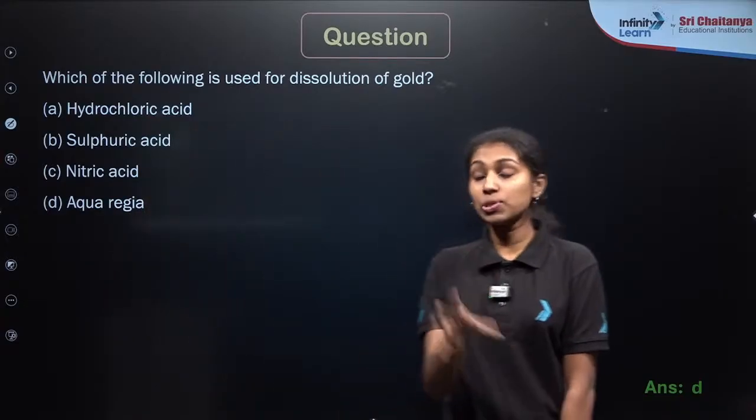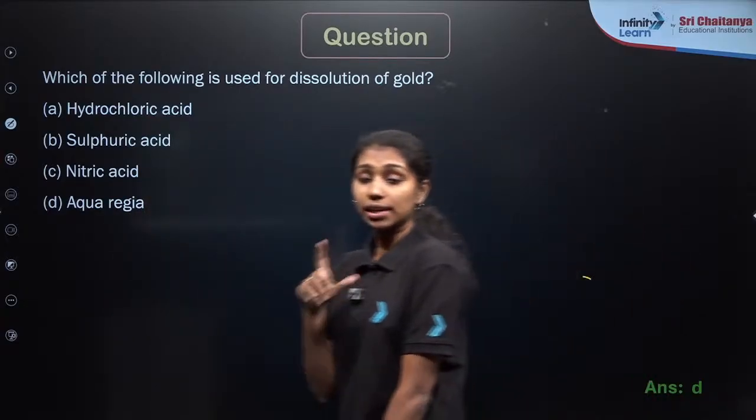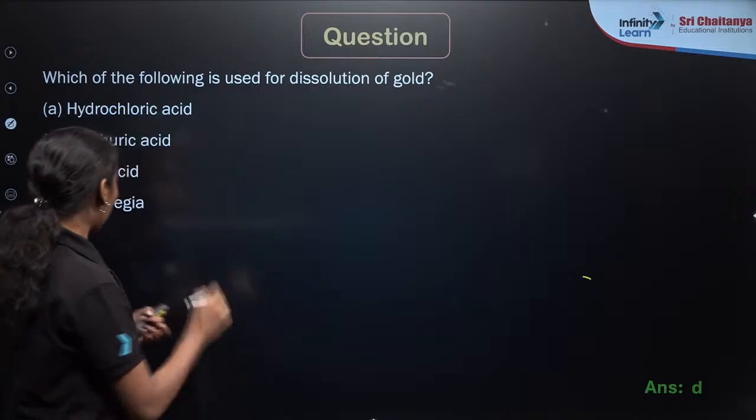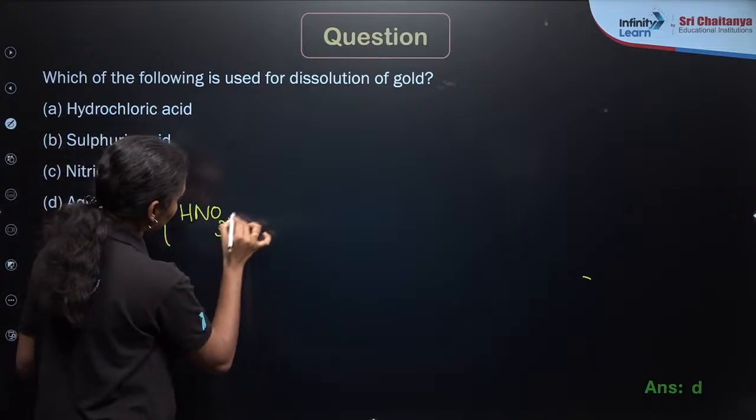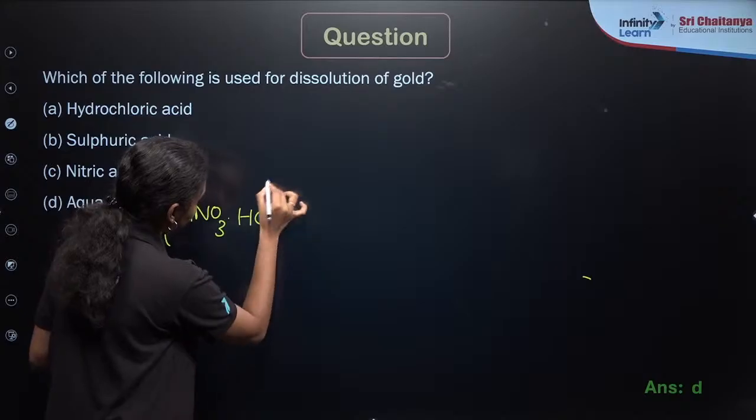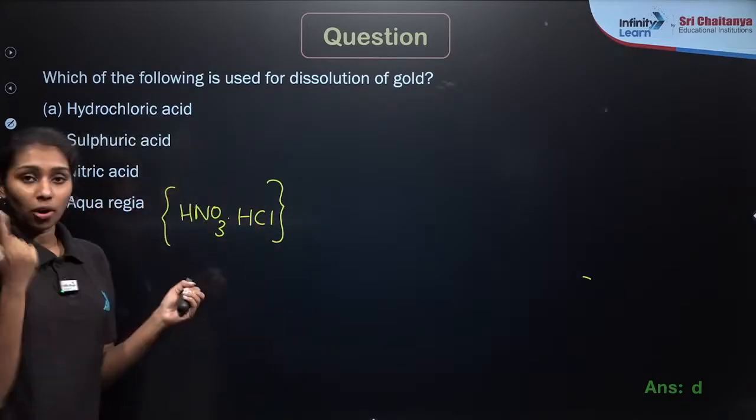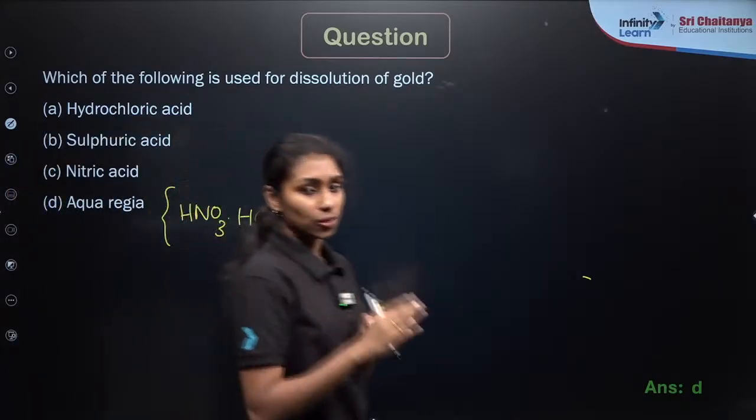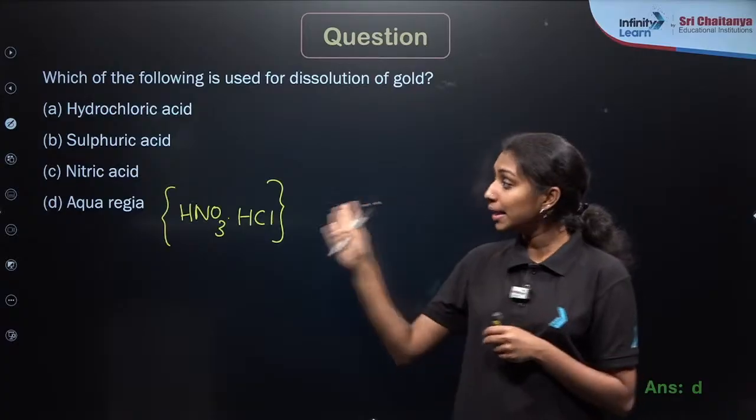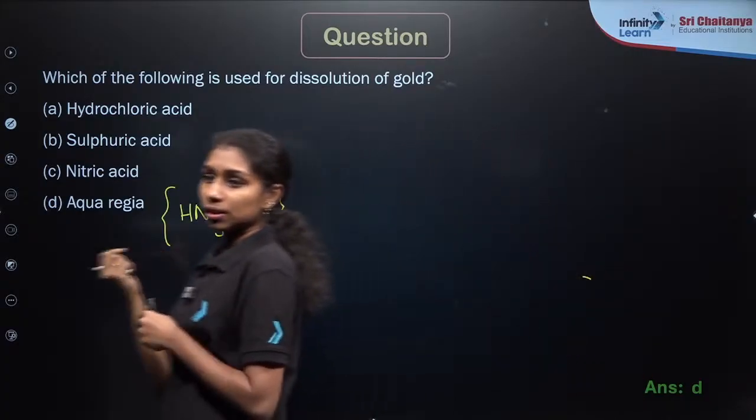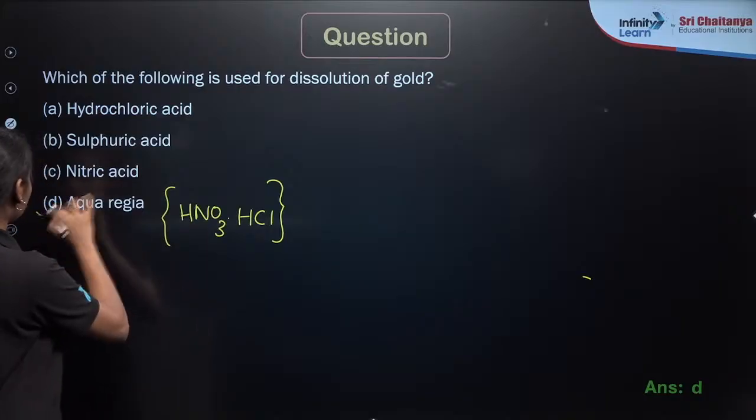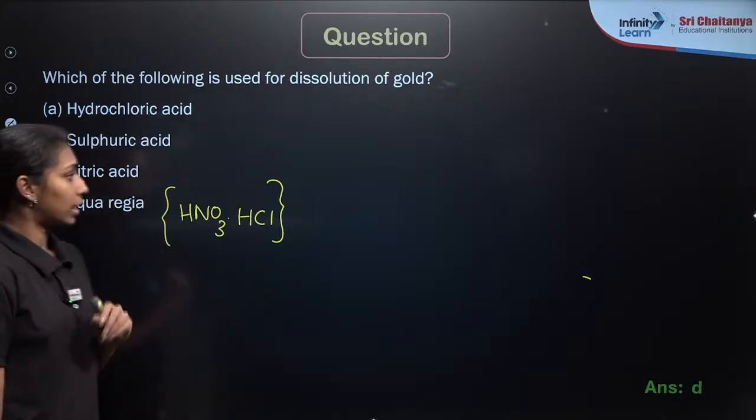Aqua regia is a solution which contains both concentrated nitric acid as well as HCl combination, right? HNO3 and HCl combination is known as aqua regia. It has the capacity to dissolve gold. Generally, gold will not dissolve in any of the acids or bases. But in the case of aqua regia only, it will dissolve. Dissolution happens, right? So option D will be our correct answer.